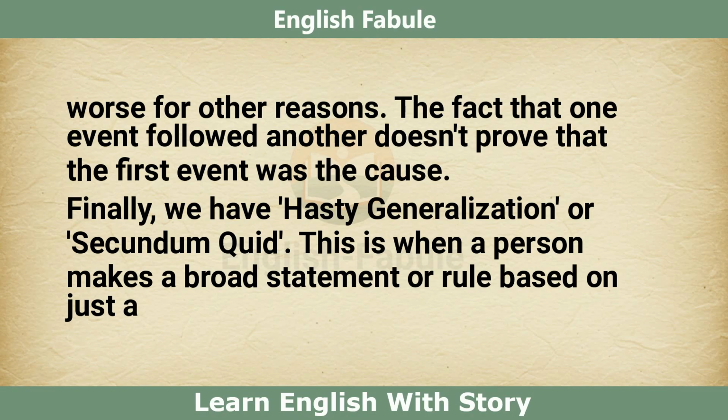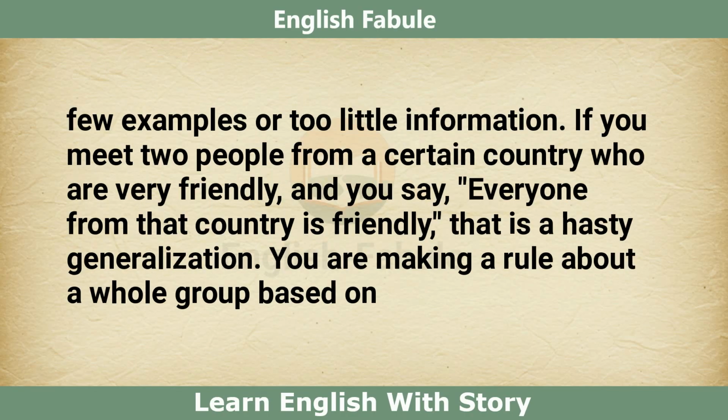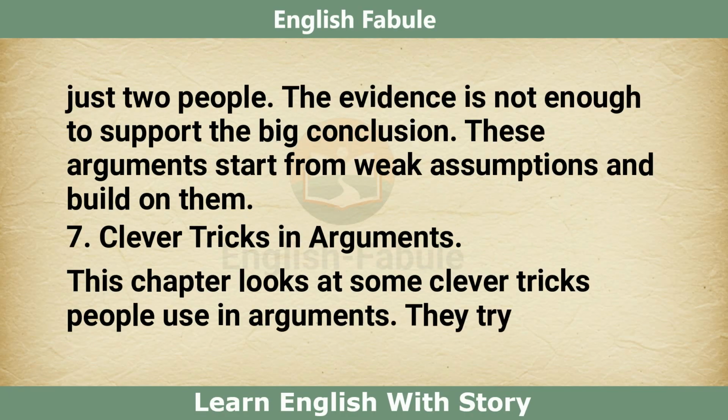Finally, we have hasty generalization, or secundum quid. This is when a person makes a broad statement or rule based on just a few examples or too little information. If you meet two people from a certain country who are very friendly, and you say, everyone from that country is friendly, that is a hasty generalization. You are making a rule about a whole group based on just two people. The evidence is not enough to support the big conclusion.